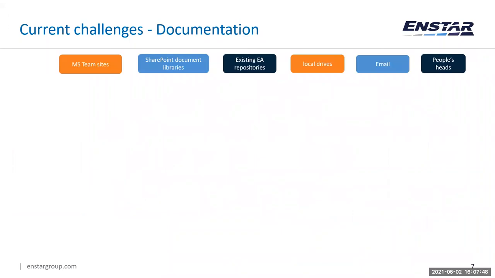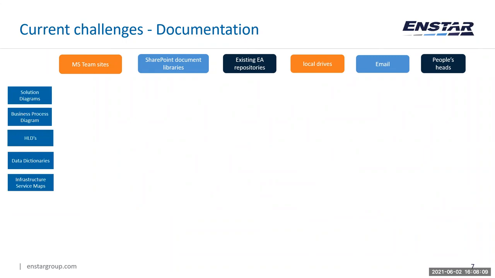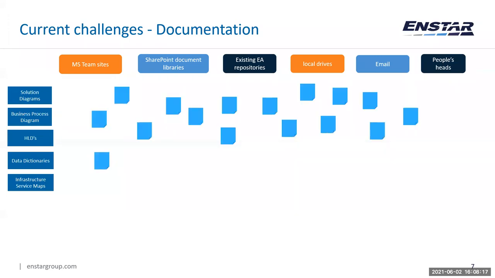And there are more common challenges that I'm sure many of you will be aware of, that there's a number of repositories for documentation. They can exist in MS Teams, SharePoint document libraries, or existing EA repositories, which we have, or they could just sit on someone's local drive or email or even people's heads. And the types of diagrams that are often beneficial for change can be spread in many of these different areas. They're often of good quality at that point in time, but over years, they become locked in people's heads, or the discovery process becomes challenging.